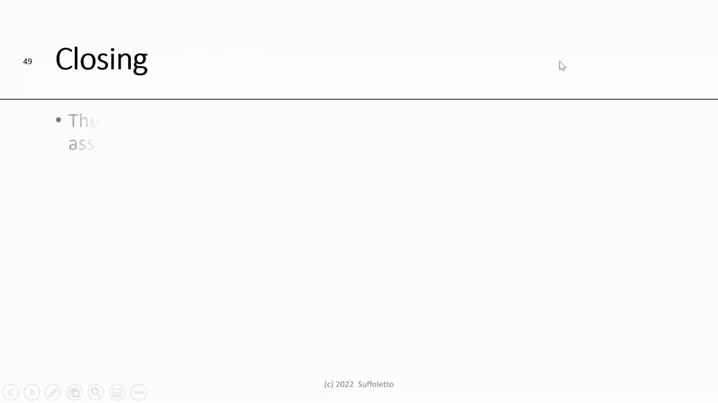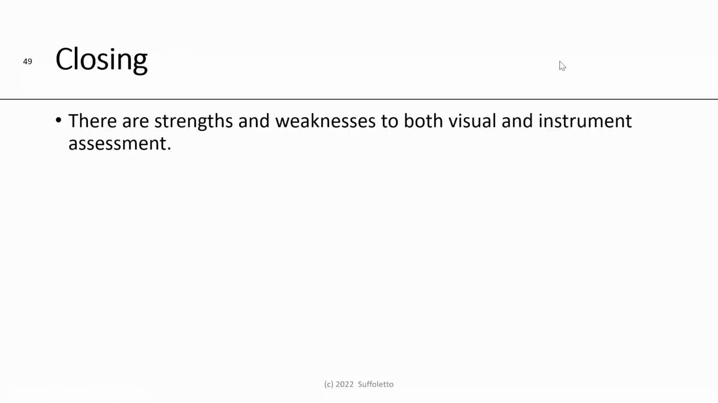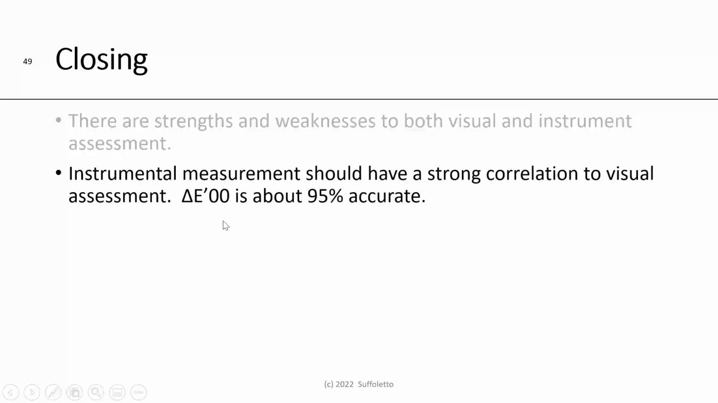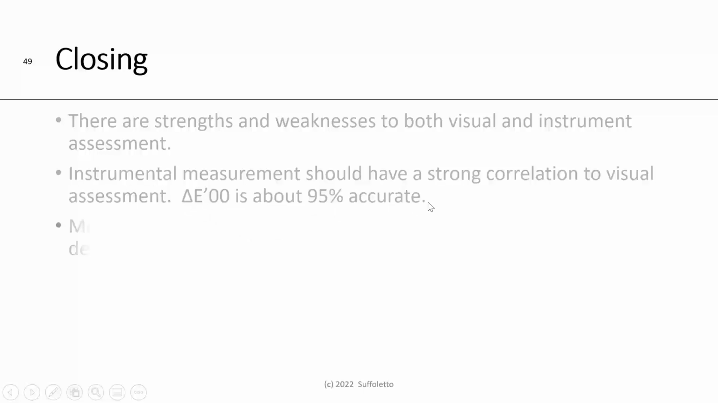In closing, there are strengths and weaknesses to both visual and instrument assessment. The visual was in a previous part 1 video. The instrument is in this part 2 video. Instrument measurement should have a strong correlation to visual assessment. The current Delta E 2000 formula is about 95% accurate. Is that good enough, close enough?